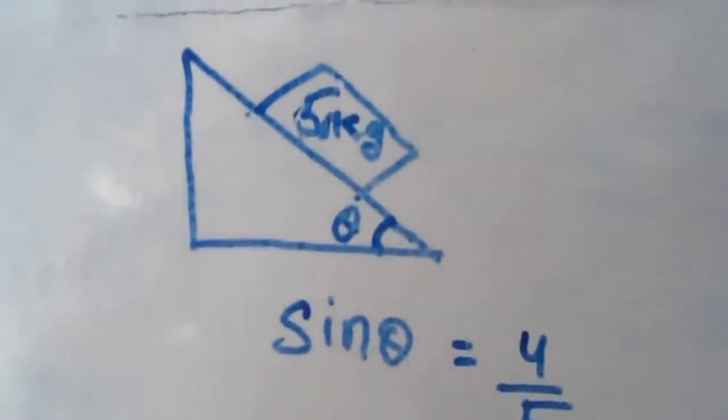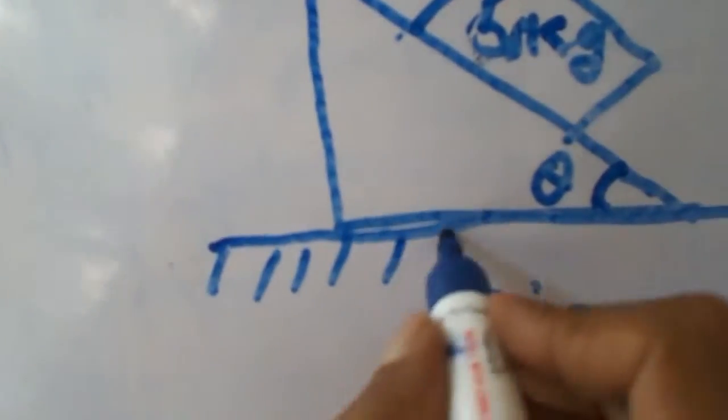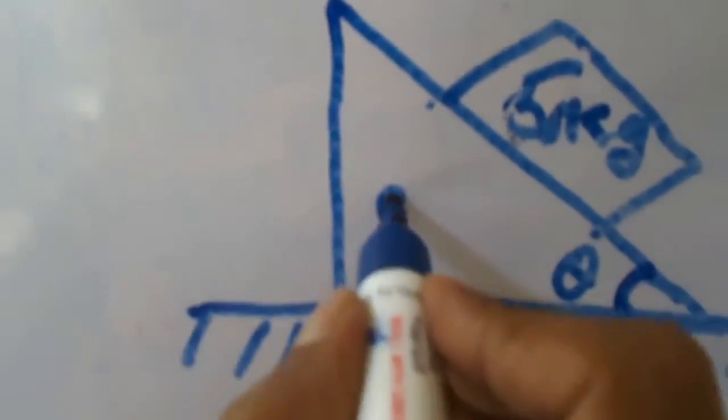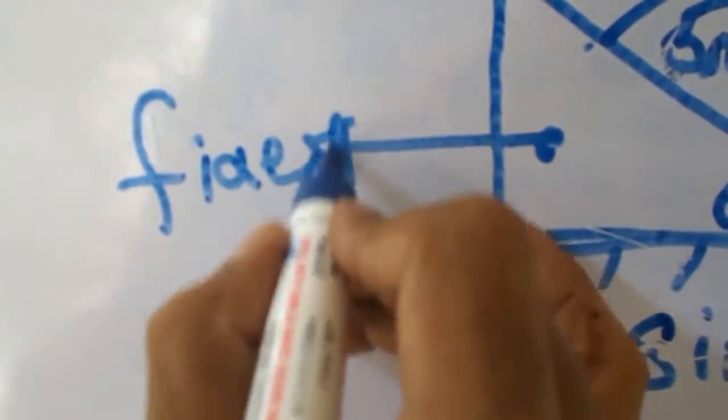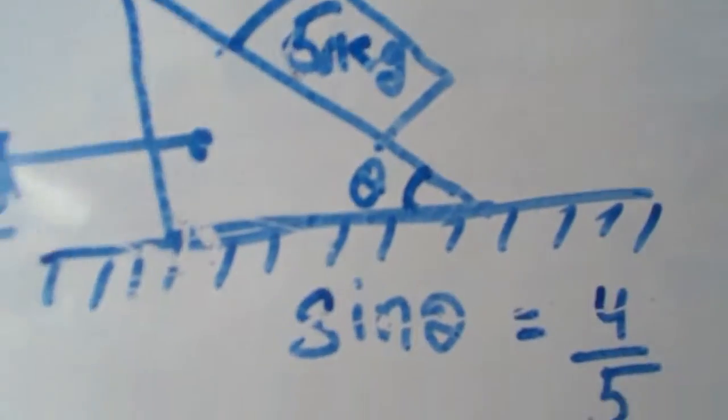So this is the only one block, and this is a wedge. This wedge is fixed. Again, if this wedge started moving, then it would create another problem. So thanks to God, this wedge is fixed, otherwise it would become a very difficult question.